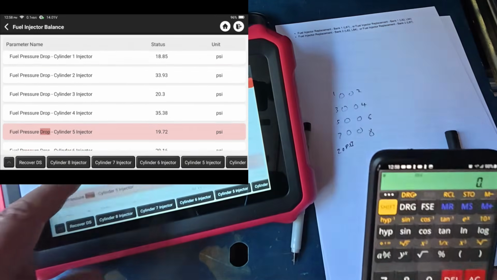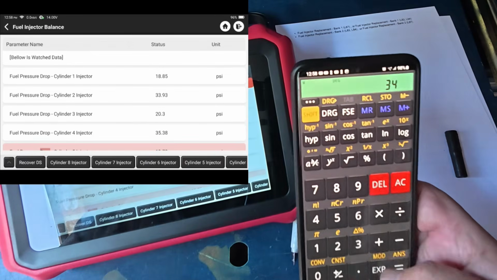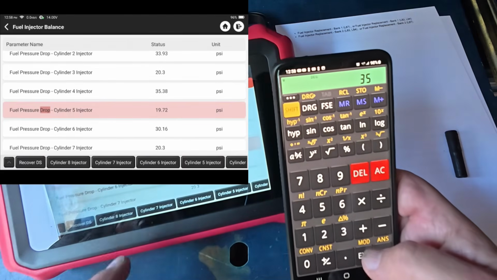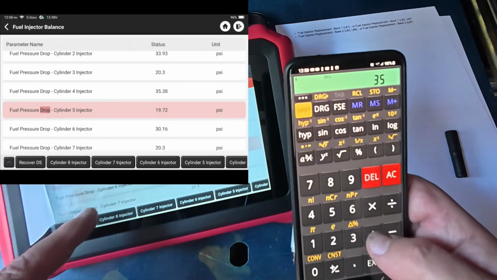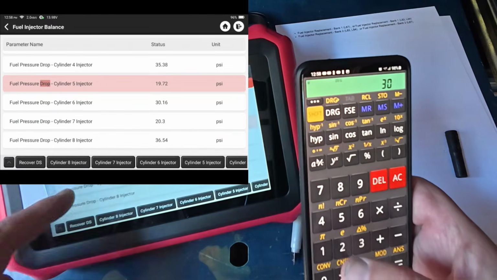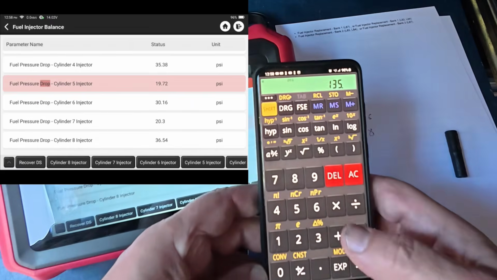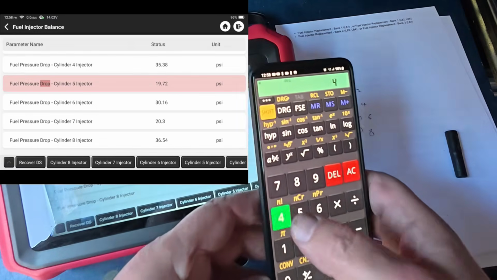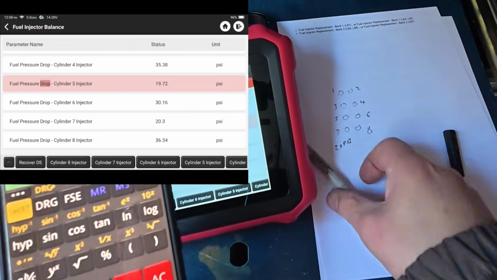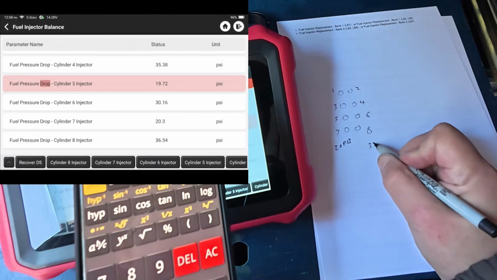Clear that out. Now we're going to go to cylinder 2. We're going to put in 34 plus 35 for number 4. Number 6 is 30. Number 8 is 36 plus 36. So that's 135. We're going to divide that by 4. That's 33.7 was the average pressure drop. Now I'm just going to put 33.